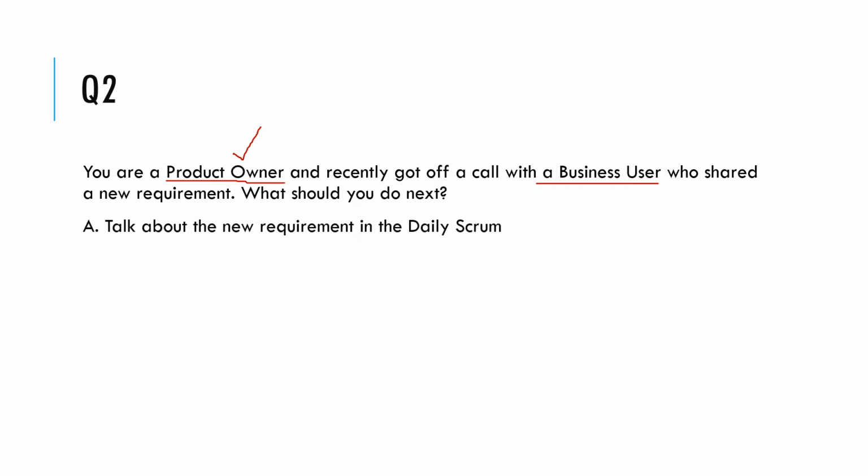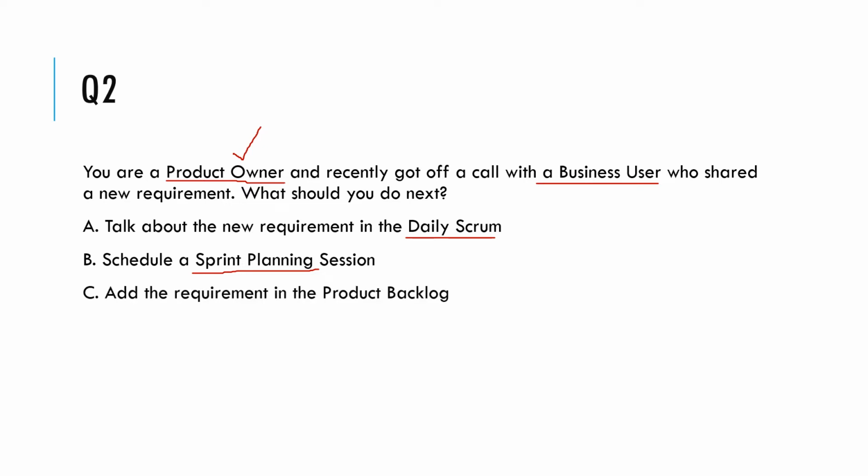You're going to talk about the new requirement in the daily scrum. So whenever the next daily scrum takes place, you're going to talk about that requirement. Or, you're going to schedule a sprint planning session. So you have a new requirement. You might want to plan that in a sprint planning session, right? How you are going to deliver it.